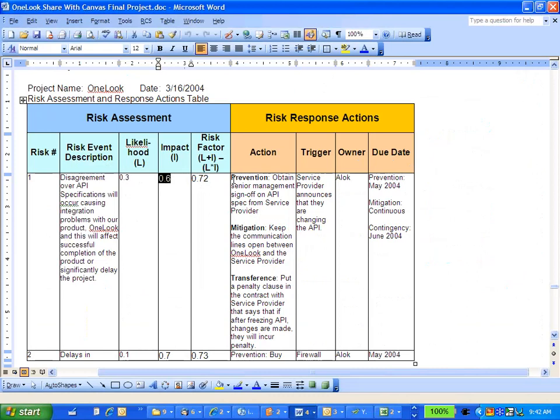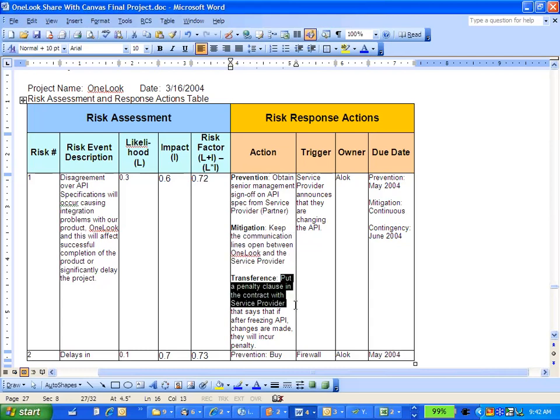How do I prevent it? Obtain senior management sign-off on the API spec from the partner. So say we're dealing with Bank of America, if a senior management CTO signs off on it, I think my risk won't happen because a senior level manager signed off on it, right? How do I mitigate the risk? Keep the lines of communication open between OneLook and the service provider. Have, like, a weekly status call with them, right?